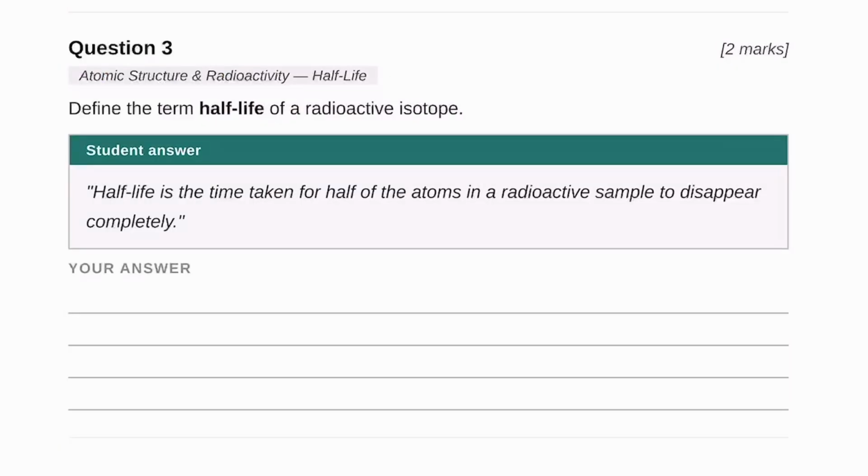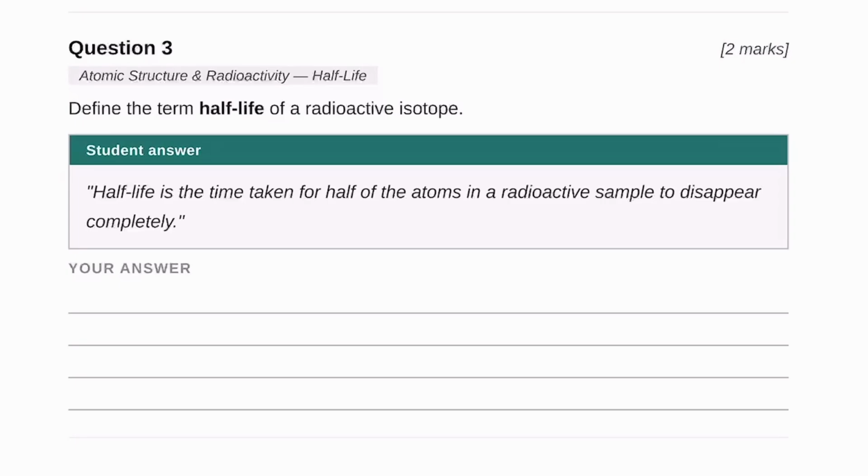Okay, question 3, we're looking at half-lives. Now, half-lives are questions and topics that students get wrong a lot. So this one, let's have a go. We've got: define the term half-life of a radioactive isotope. So it's a definition question. It's one of those where if you memorize exactly what they want from the mark scheme, you would always get all the marks. So after this video, you should be able to get this question right 100% of the time if it does come up. So let's look at the student's definition.